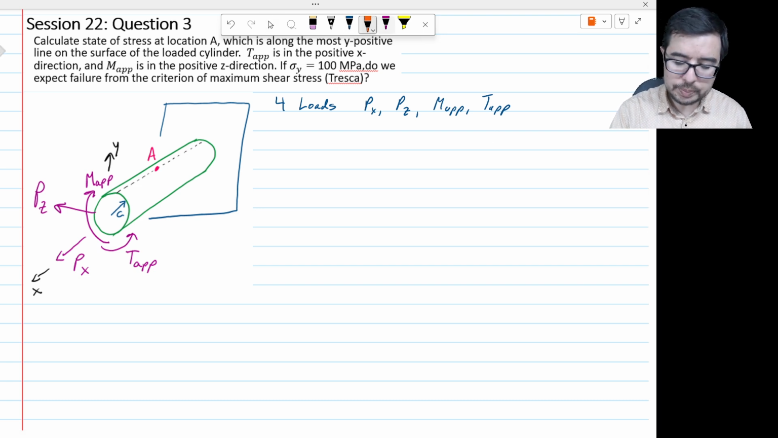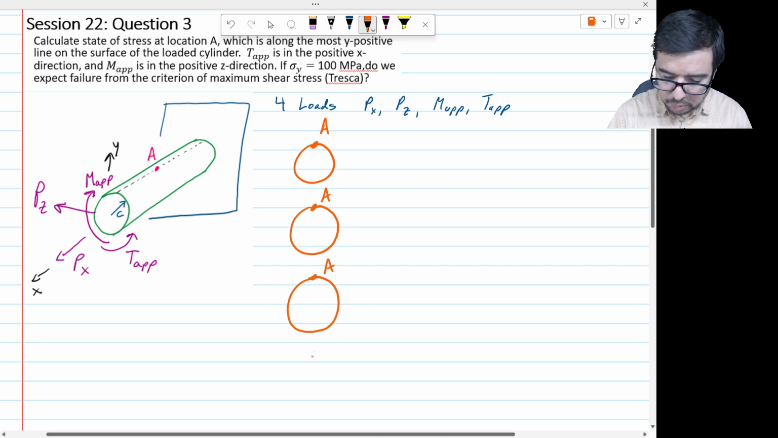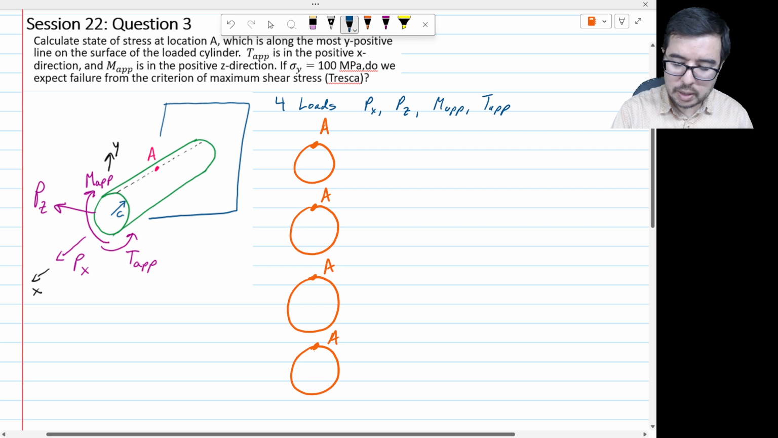We'll first draw out four circles with location A on them. This is one circle per load, like this. Oh, they're getting progressively bigger. There, I made that one a little bit smaller. Okay, and so this first one we'll say is going to be the contribution from PX.